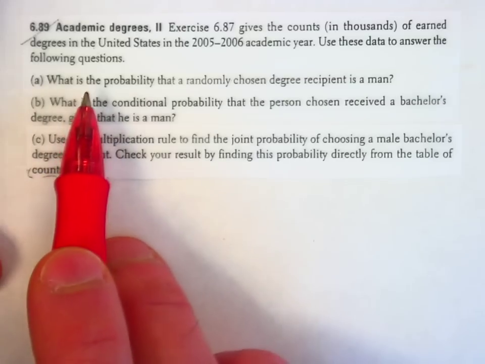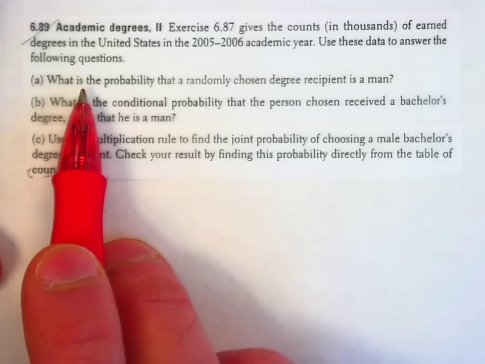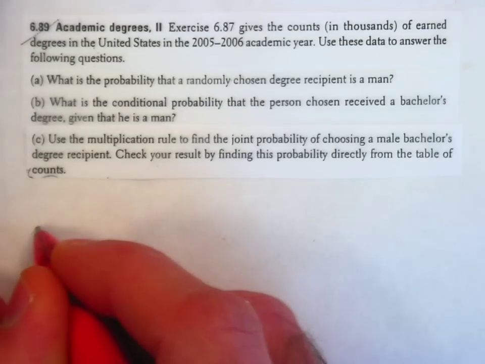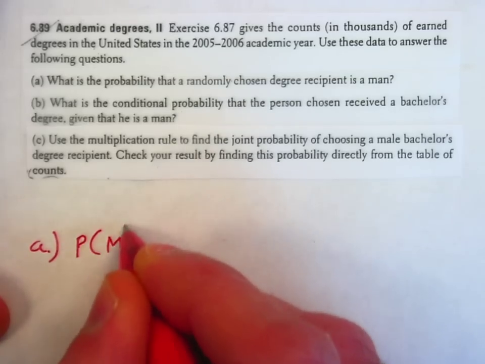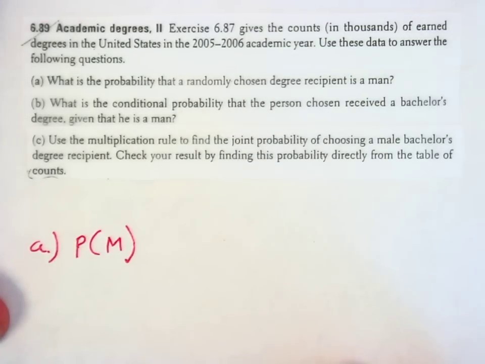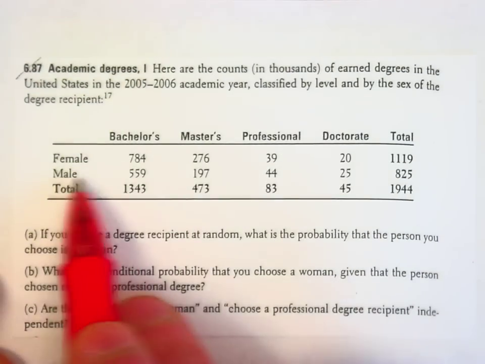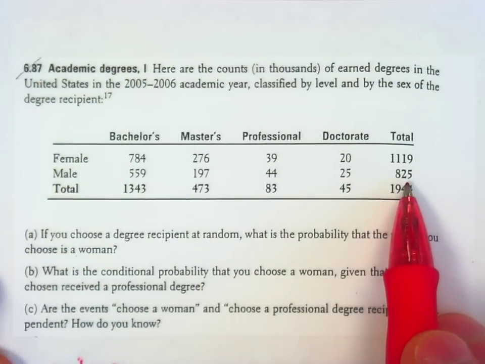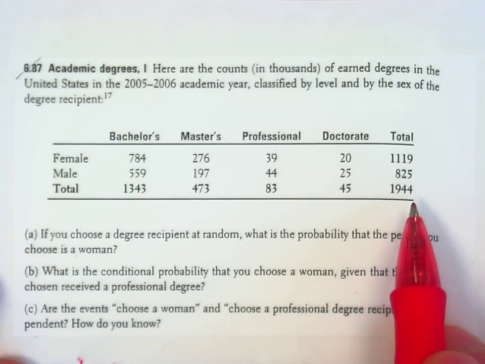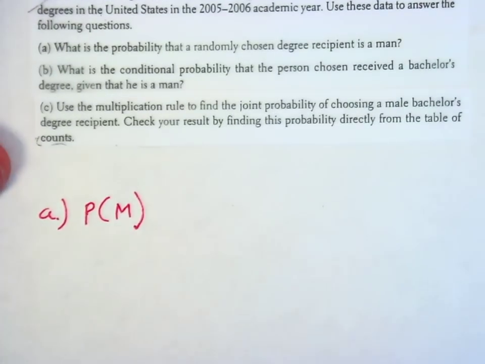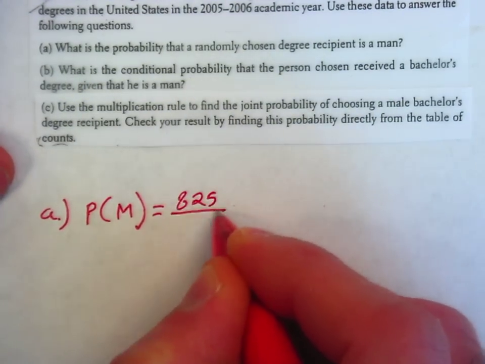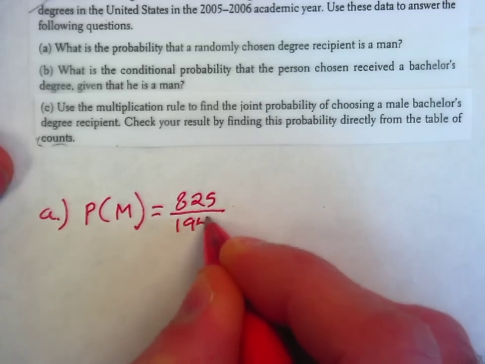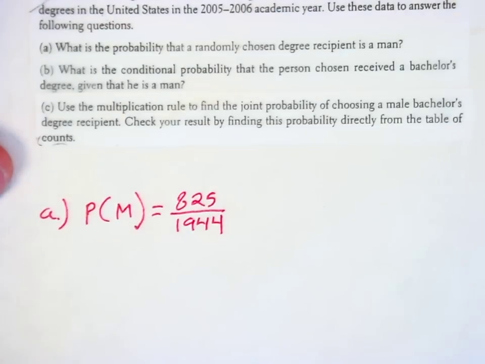So this time, part A, what is the probability that a randomly chosen degree recipient is a man? So part A, the probability of a male. In this case, we need to go look at the male total and compare it to the table total. So we'll come up here. The male total was 825. The table total was 1944. So there is our ratio. The 825 compared to the 1944. We are done with part A.